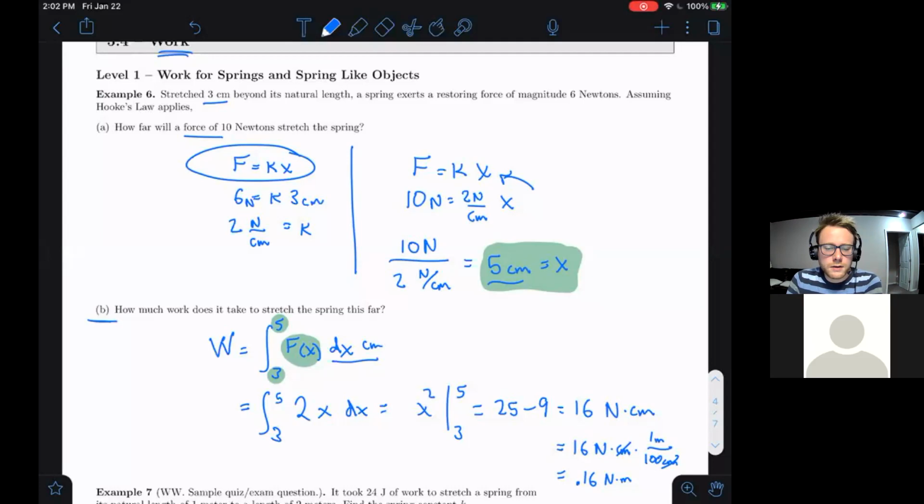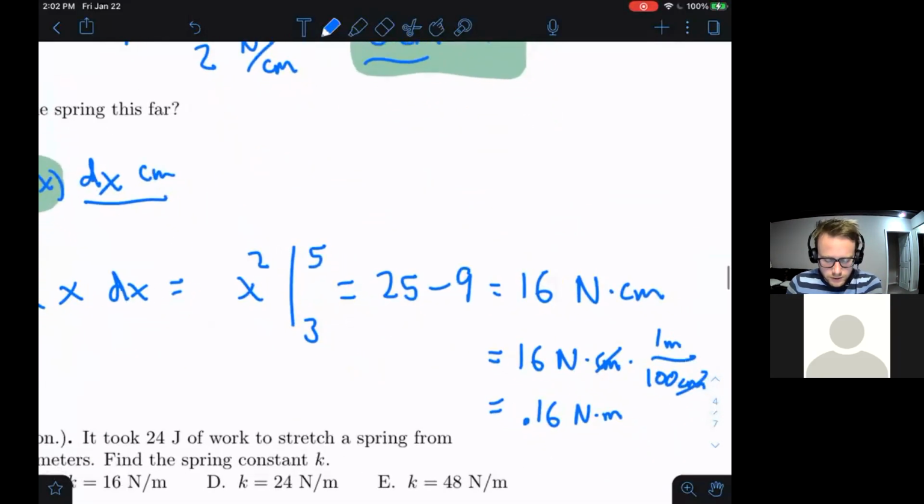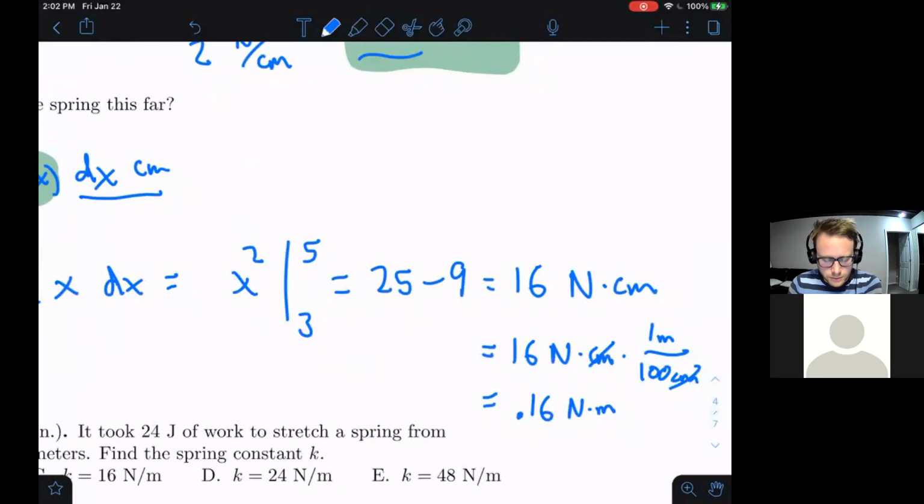Let me see. At the 25 minus 6, where does that come from? Yeah, the 25 minus 9 is just inputting those endpoints, the 5 and the 3, into our antiderivative.